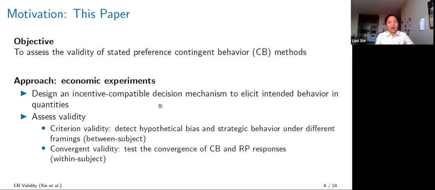And in terms of the validity assessments, the criterion validity focuses on the between subject comparisons, which follows the criterion validity assessments for CB and CE. And the convergent validity assessments focus on the within subject comparisons. That is to mimic what has been done in the field surveys.